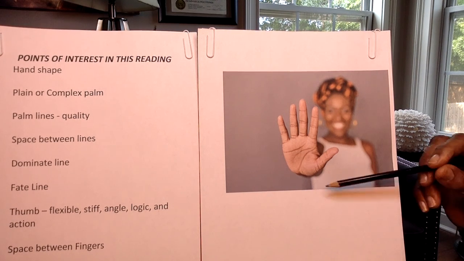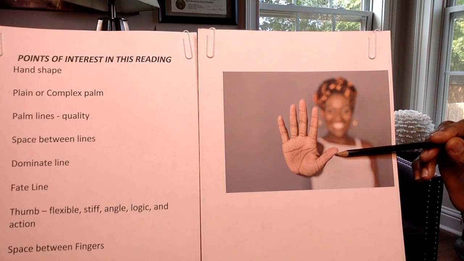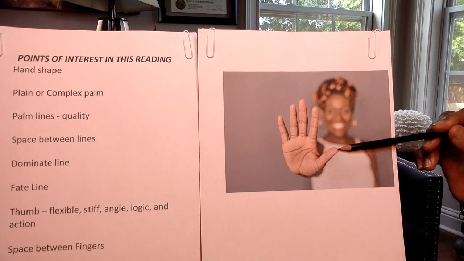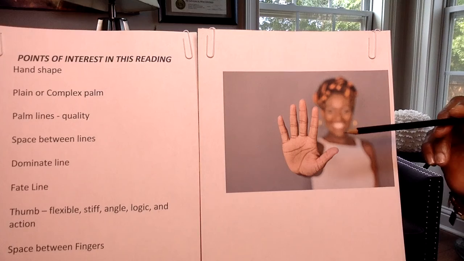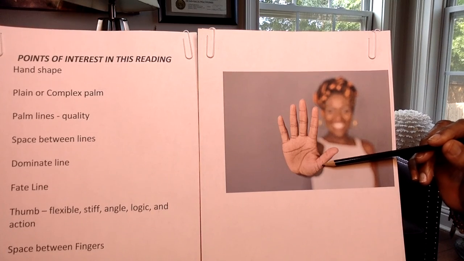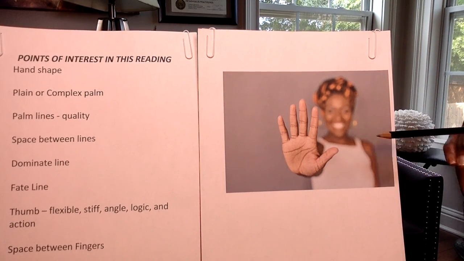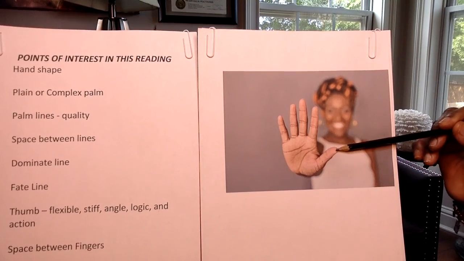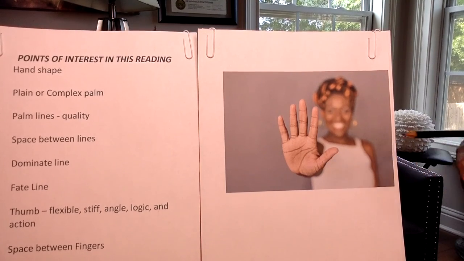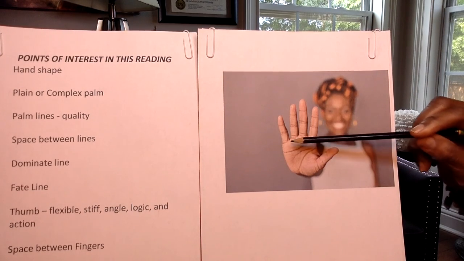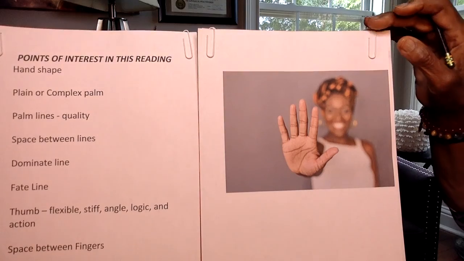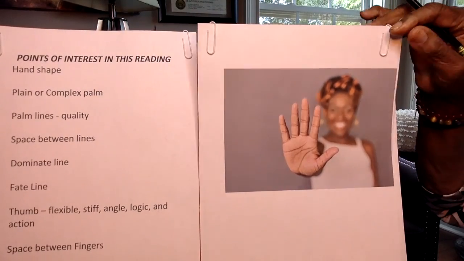Okay, the thumb. Okay, I've told you about the angle. You can figure that out yourself because it's the same procedure. Logic, from this point to this point. Action is this. So the one that stands out, they're stronger in that area. Okay, all right. Then we go finally into the space between the fingers. Do you see my space? Okay, you have to determine that. Let's go on to the next one.